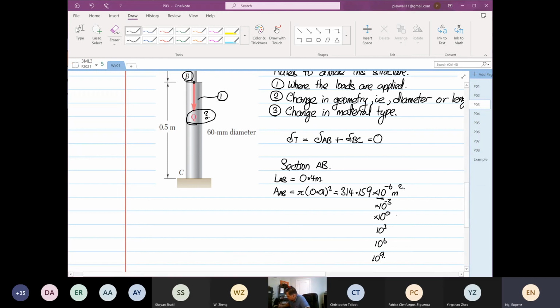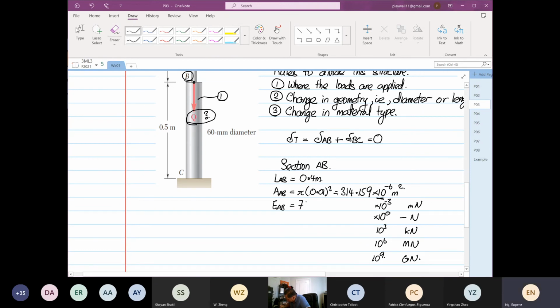Because if 10 to the power 0 is Newton, right? 10 to the power minus 3 is milli-Newton. 10 to the power 3 is kilonewton. 10 to the power 6 is mega-Newton. 10 to the power 9 is giga-Newton. For example, if it's forces. So you don't need to press your calculator again. You just write the units based on the power term. Are we clear?